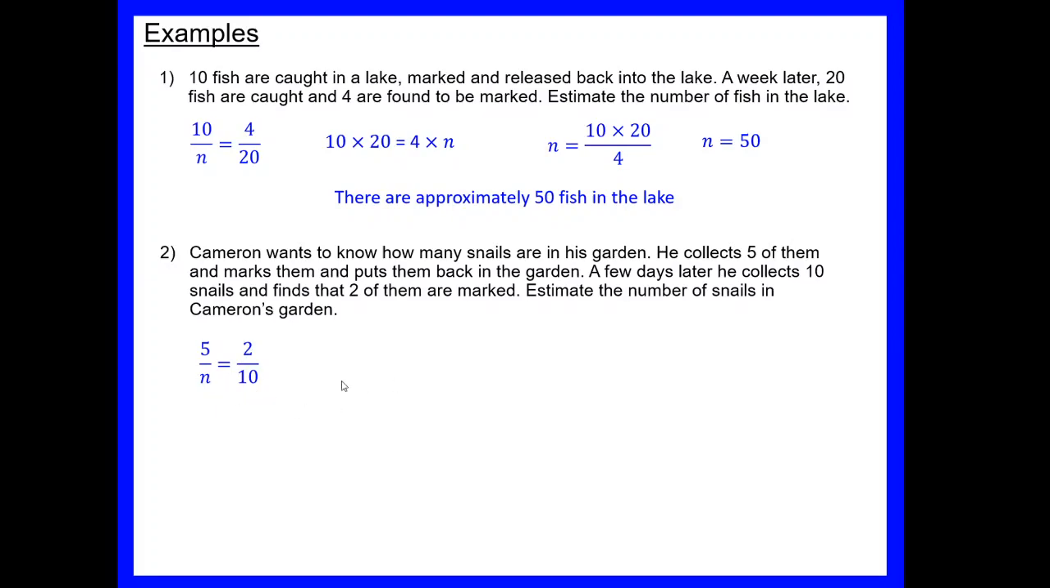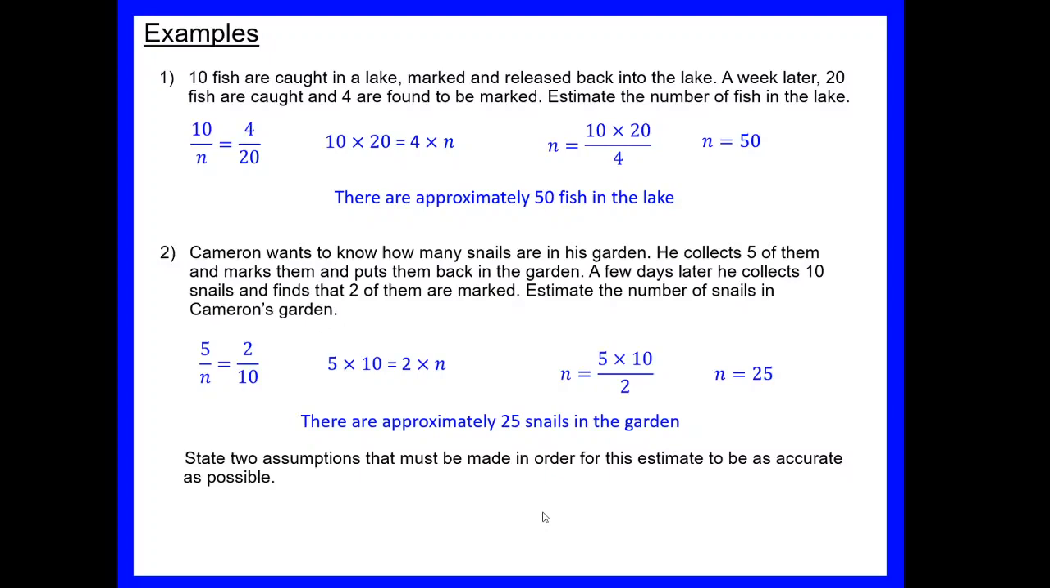So let's rearrange this equation then. So multiplying by n and by 10 gives us 5 times 10 equals 2 times n. We want to get n on its own, so we're going to divide both sides by 2. So 5 times 10 divided by 2 gives us 25. So there are approximately 25 snails in the garden.